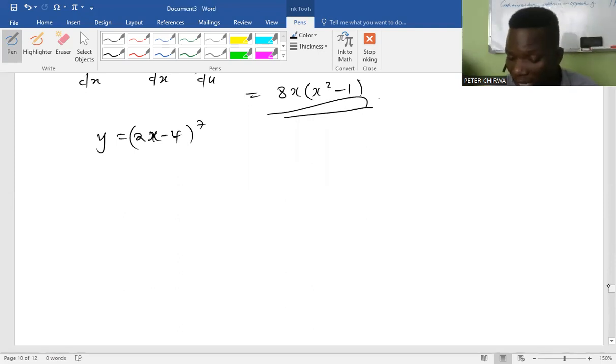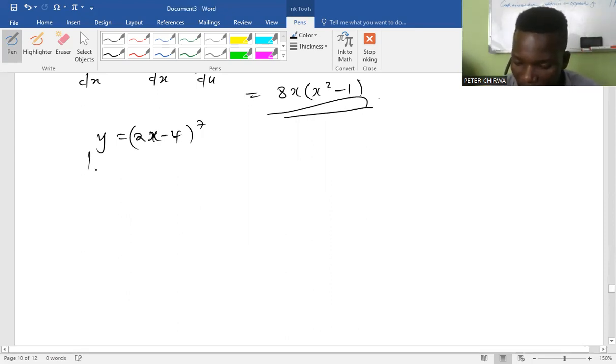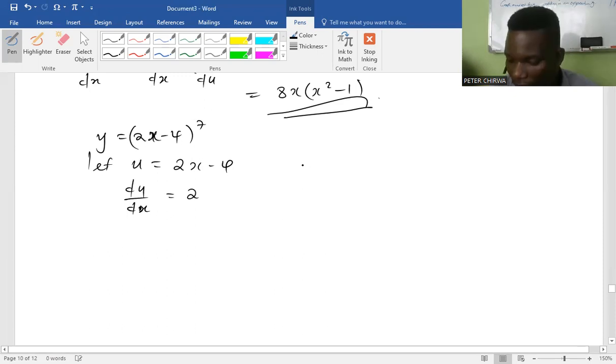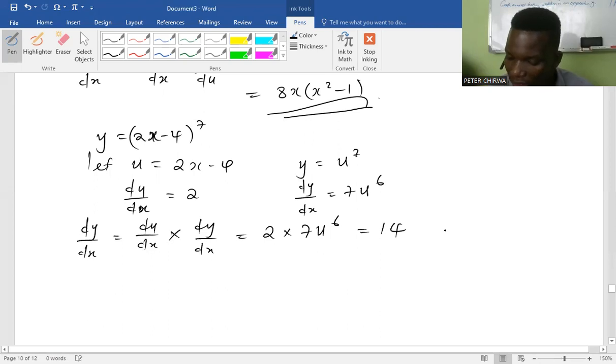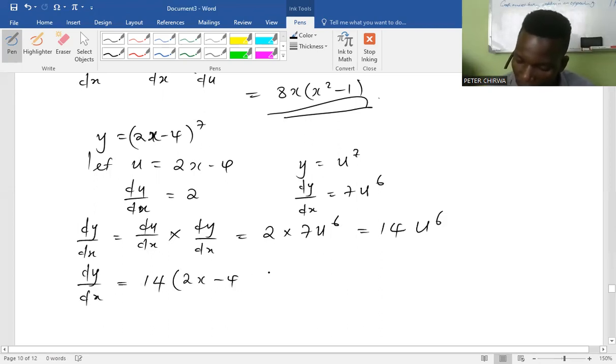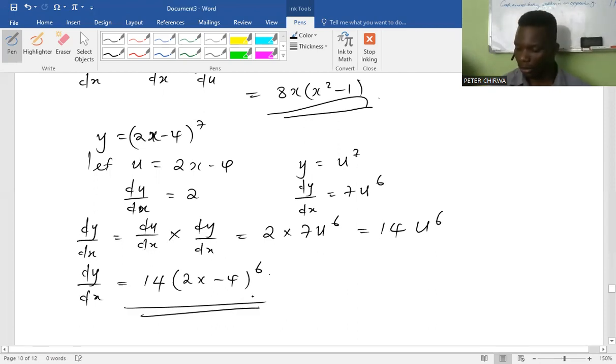I believe you paused and you solved this one. So this is how it is done: the change in y with respect to u is 7u to the power 6, and the change in u with respect to x is 2, which gives us 14u to the power 6. So we replace u, and then we're going to have the answer like that. That is how it is done.